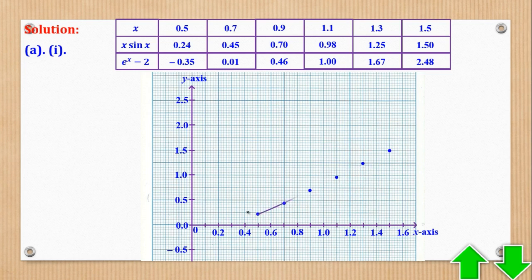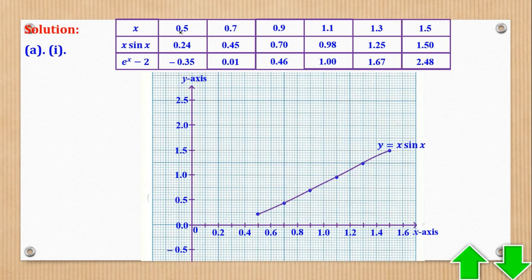Let's do that. So what you should realize is that this is not a ruler. Even if the values form a straight line, you must not use a ruler. So you have to draw the curve and label it. The axis must also be labeled.